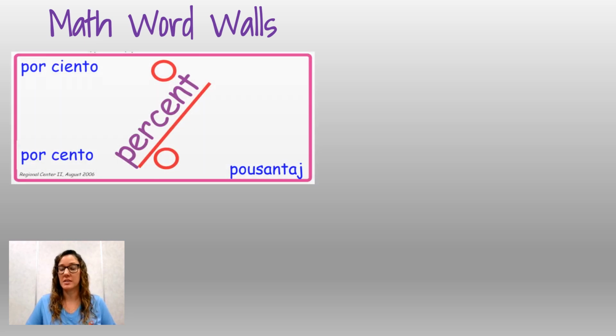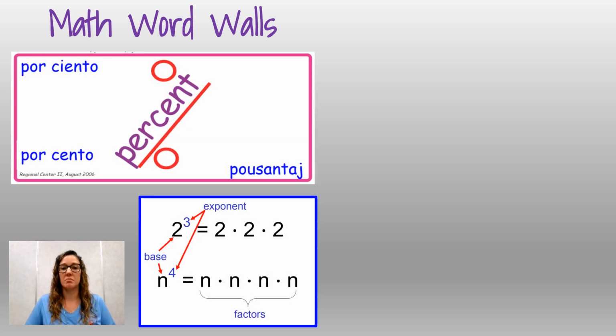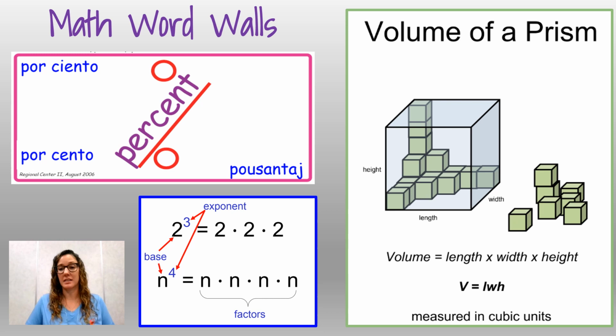It's also really beneficial to have word walls. These are more than just word walls, I guess, when it comes to math. You want to have things that have either translations if you're working with ESOL students, or something that, as you see here with percent, looks like the vocabulary word that you're trying to portray. Having visuals is really important so students can be reminded of what it is that you're trying to get them to remember and the concept that you're trying to teach.